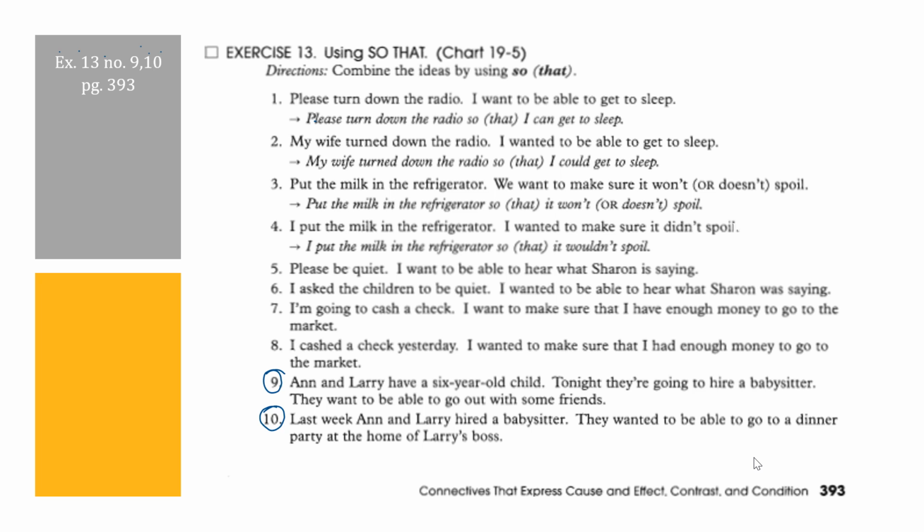Number 10, last week Anne and Larry hired a babysitter. They wanted to be able to go to a dinner party at the home of Larry's boss. Have a look at the tenses that are used in the sentences. It is past tense. So the ability, the possibility, the prediction in the past time is showed by could instead of can. Last week, Anne and Larry hired a babysitter so that they could go to a dinner party at the home of Larry's boss.